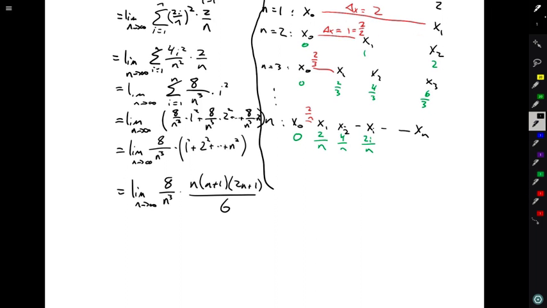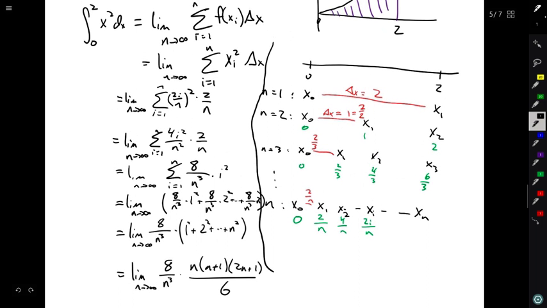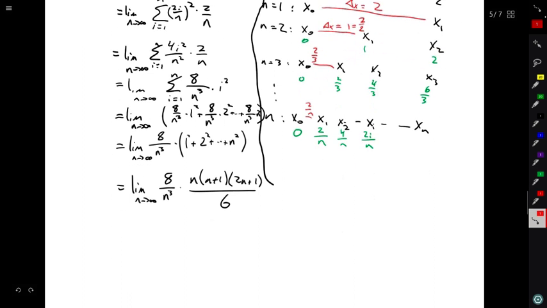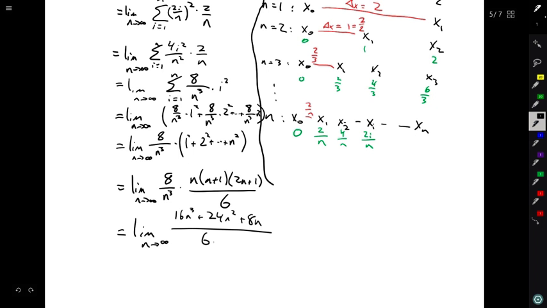So we've taken this limit that we started with, the limit that involved our function f, it involved some delta x, it involved some ugly sum, and we simplified all of those different pieces until we have some formula here that we can actually take the limit of. If you do a little bit of arithmetic, and I'm going to skip this step because I trust you to expand polynomials, then what we get is the limit as n goes to infinity of not 8, we have 16 n cubed plus 24 n squared plus 8n, all divided by 6n cubed.